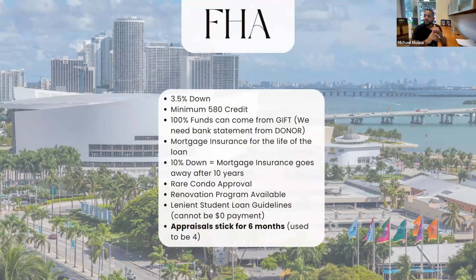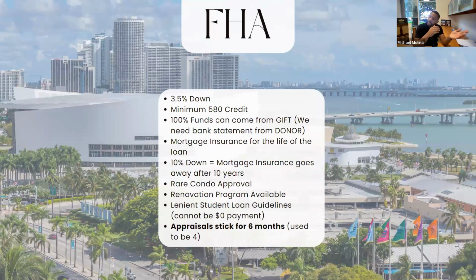3.5% down, minimum 580 credit usually. 100% of funds can come from a gift, meaning that the buyer does not have to have any sort of money in their account, as long as there's really no negatives in their account. They can get 100% gift. Mortgage insurance is typically for the life of the loan, unless they put 10% down. If they put 10% down, that mortgage insurance will automatically go away after 10 years.